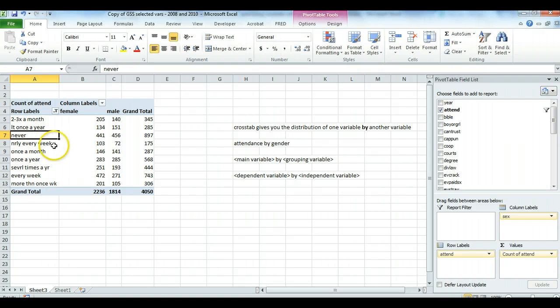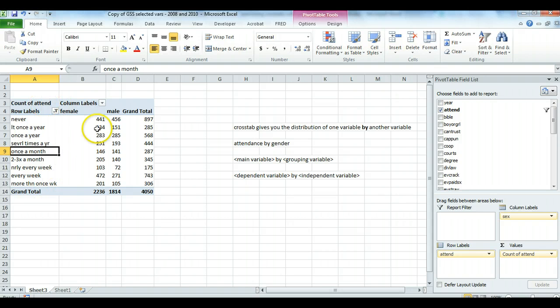The lowest category is never, so I can Control X and Control V that to the top. It's followed by less than once a year. Control X, Control V, like that. And continuing to put these in order. Once a year comes before that. I can do that. This is fairly simple when you get the hang of it. And now they're in order from never to more than once per week.